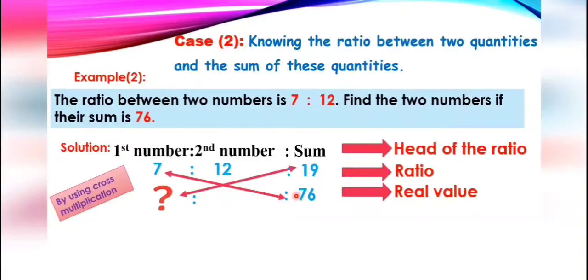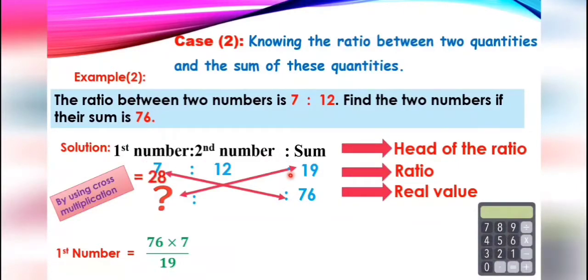7 multiplied by 76 divided by 19. 19 has no opposite number, or it's opposite to the question mark. So to find the first number, I will multiply 76 by 7 and divide it by 19. So the first number, by using the calculator, is 28.